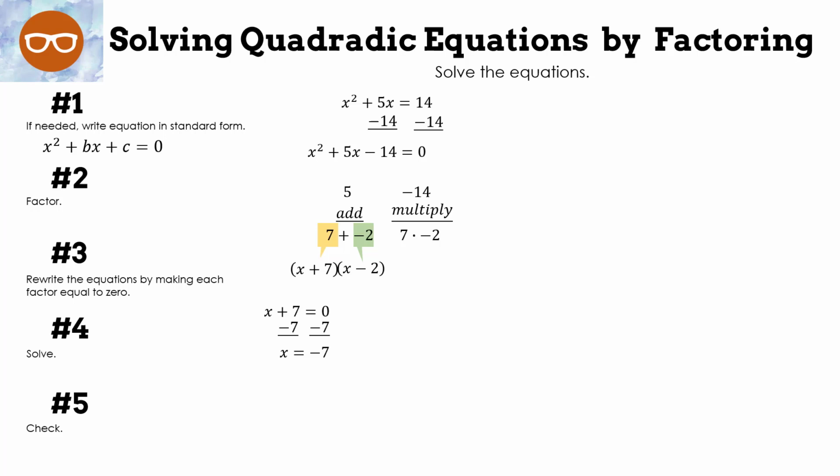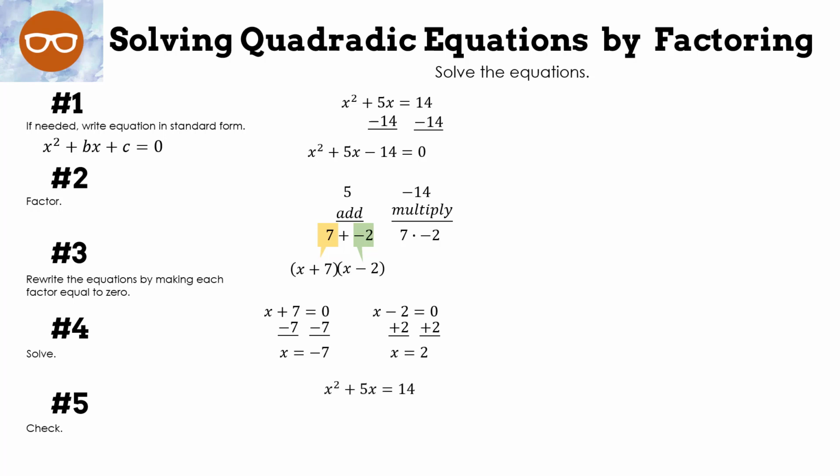We have to do it for x minus 2 also. So I have x minus 2 equals 0. I add 2 to both sides, and x equals 2. Now, yes, these are our solutions, but we always want to check because sometimes you might have multiplied wrong or added wrong. It's really important to check.